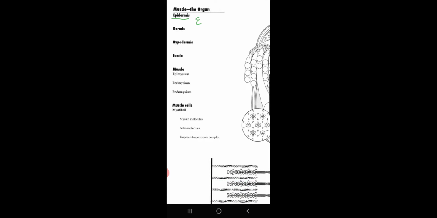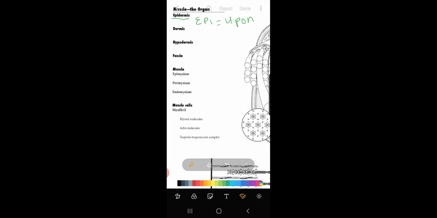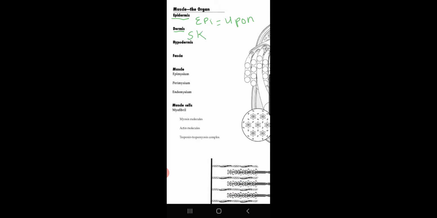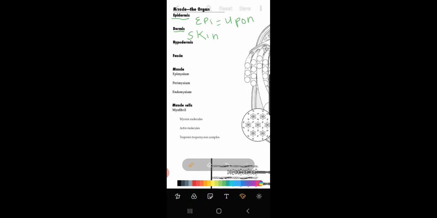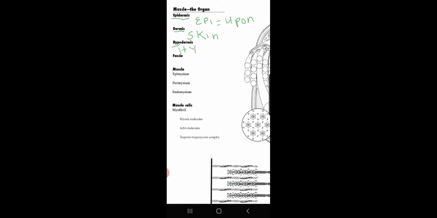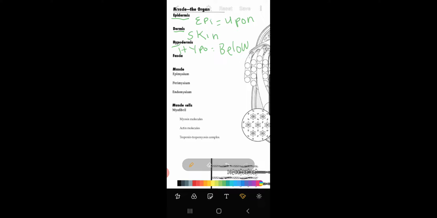Epi equals upon. Dermis equals skin. So, you have your two layers before you hit the hypodermis. Epidermis is upon the skin, dermis is the skin, and then hypodermis would be below the skin. So hypo equals below. We have a lot of words for below in anatomy, so don't get too confused.